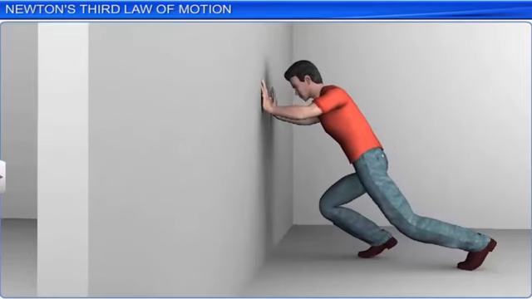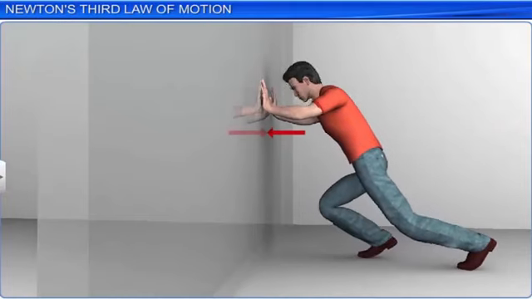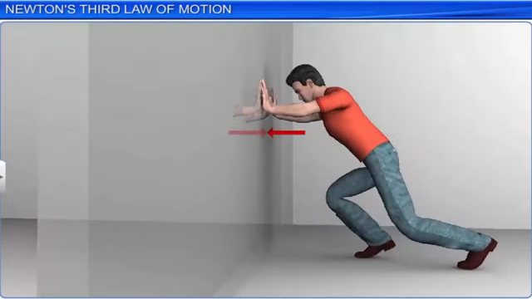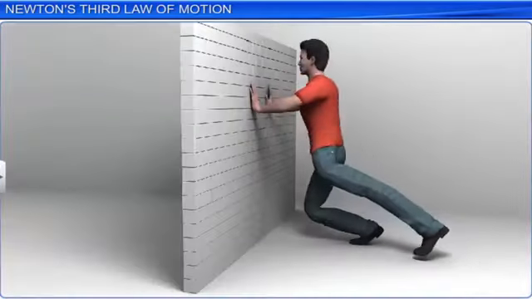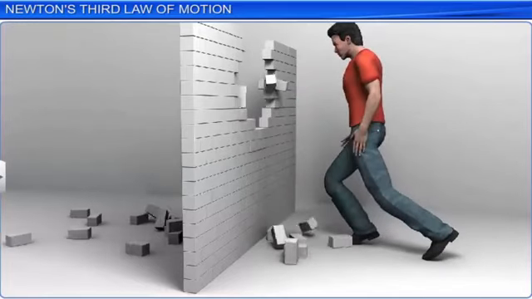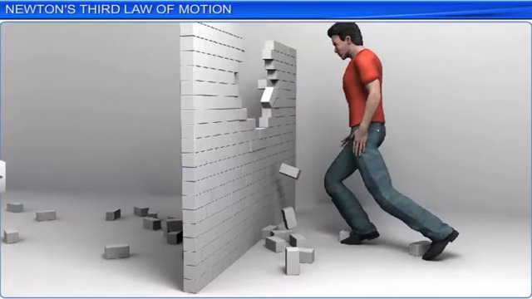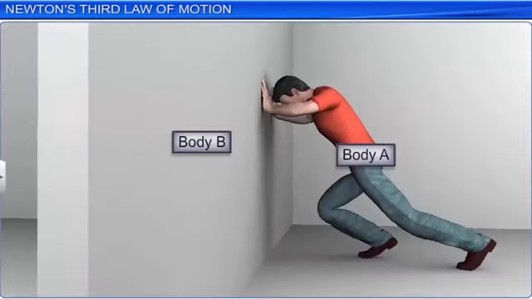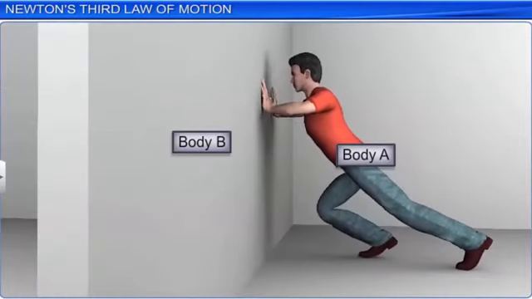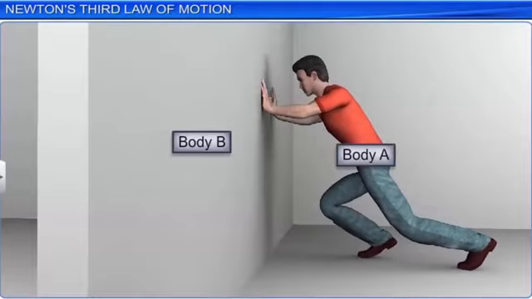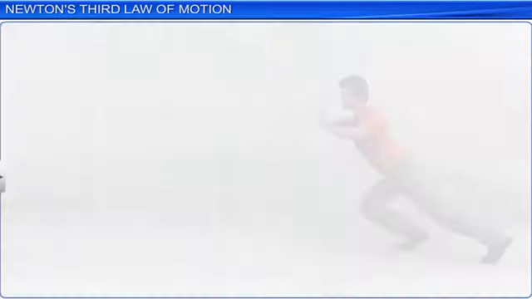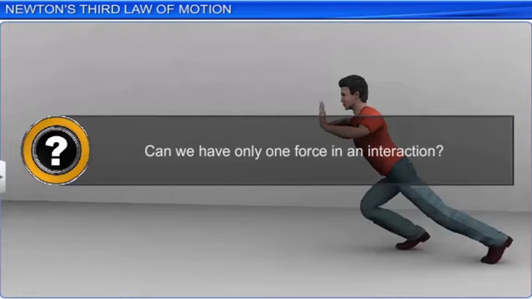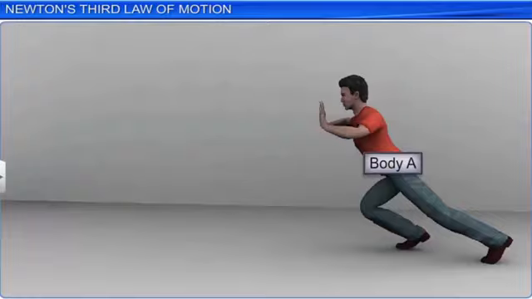When a man applies a force on a wall, the wall offers an equal and opposite force, and the outcome of this interaction is that both the man and the wall are at rest. If the force applied is huge, deformation can happen in the wall and it may fall down. In this example, there are two bodies and two forces in this interaction. The question is, can we have only one force in an interaction?